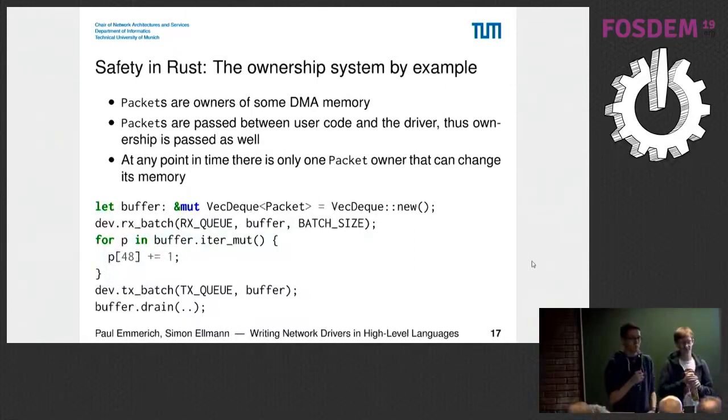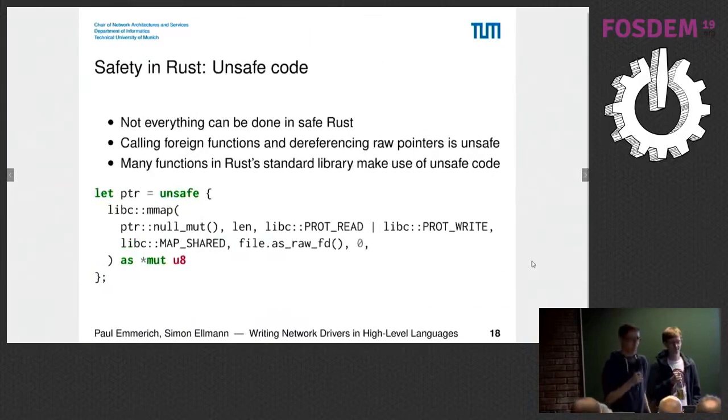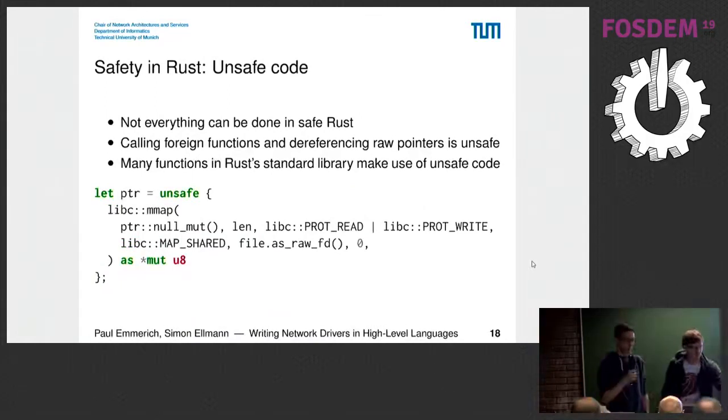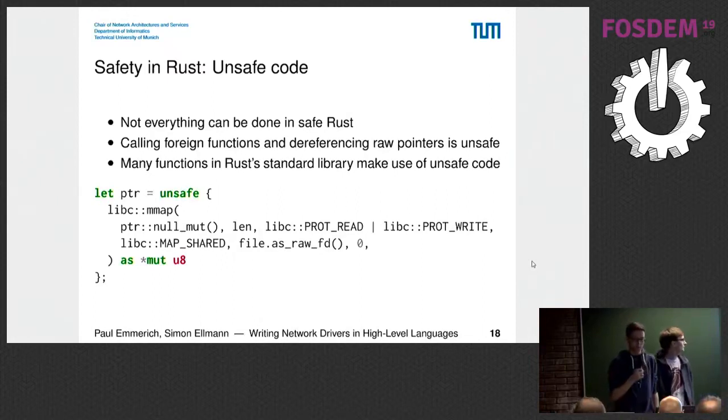So here we have some safe code on this slide, but what about unsafe? Well, unfortunately not everything can be done in safe Rust. For example, calling foreign functions and dereferencing raw pointers is unsafe, but using unsafe code is nothing unusual. The idea is to restrict potentially bad code to a few places that can be reviewed, and do some assertions to make unsafe code safe again.